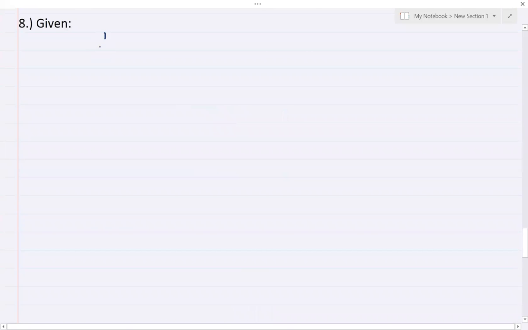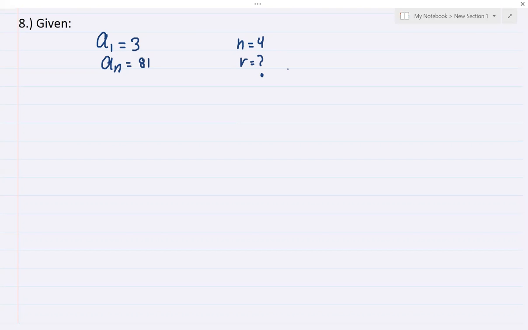Next, let's say you have a given a sub 1, which is 3, your a sub n is 81, and your n is equal to 4. Now, how will you find your common ratio? Again, you're given a sub 1 is equal to 3, a sub n is equal to 81, and n is equal to 4.